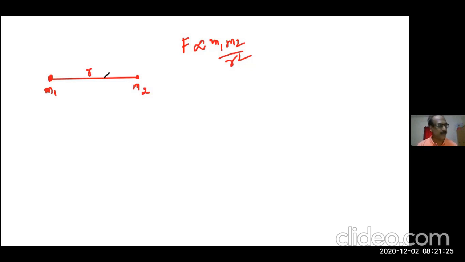Let M1 and M2 be the two point masses separated by a distance r. Then the force of attraction between them can be written as F is directly proportional to M1 M2 by R squared. Now F is equal to G, the proportionality constant, times M1 M2 by R squared.